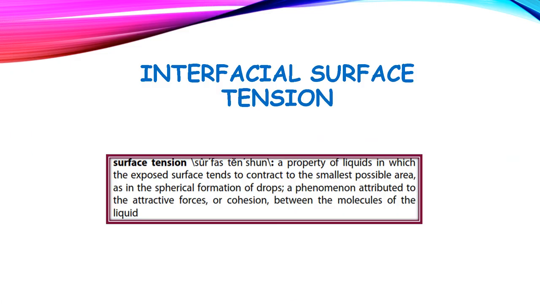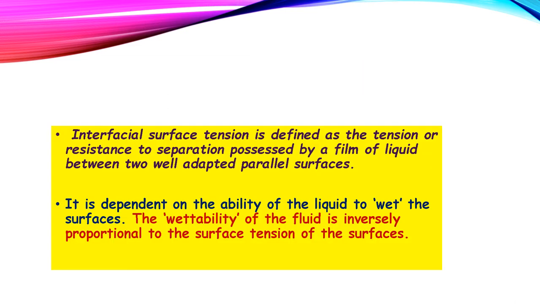Coming to the interfacial surface tension, according to GPT-9, it is defined as the property of liquids in which the exposed surface tends to contract to the smallest possible area, as in the spherical formation of drops, a phenomenon attributed to the attractive forces or cohesion between the molecules of the liquid. And it is defined in a simpler way as tension or resistance to separation possessed by a film of liquid between two well-adapted parallel surfaces. It is dependent on the ability of the liquid to wet the surfaces. And the wettability of the fluid is inversely proportional to the surface tension of the surfaces.